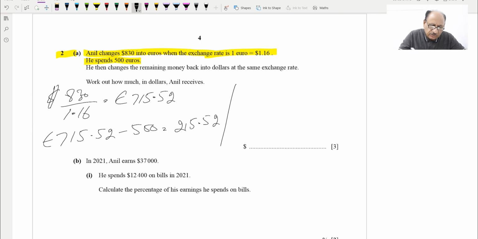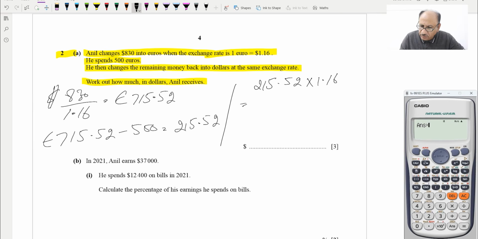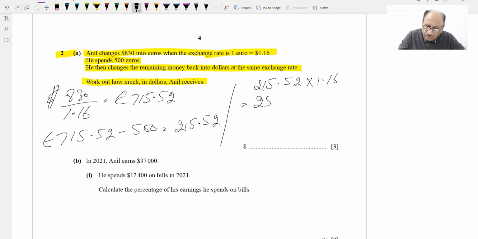Next step, they're saying he then changes the remaining money back into dollars at the same exchange rate. Work out how much in dollars Anil receives. So how many dollars will he be receiving? The 215.52 we need to convert again into dollars, using the same ratio, so it will be multiplied by 1.16, and this gives us $250. So $250 will be remaining. This is for 3 marks, which is done.